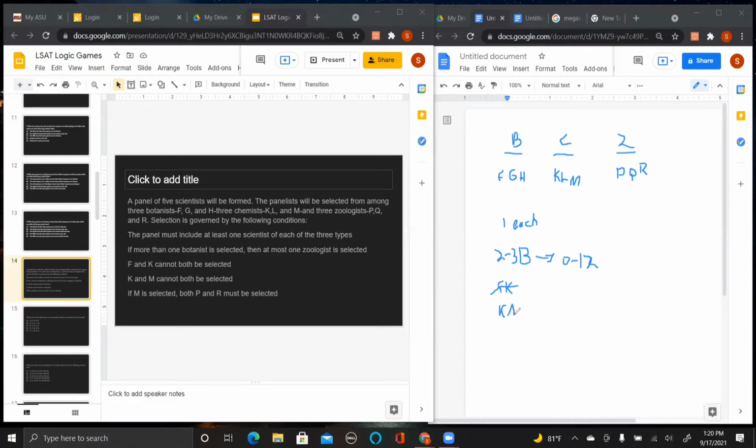So right off the bat, I'm seeing that K can't be with a couple things. Can't be with F or M. So might want to keep that in mind. And if M is selected, both P and R must be selected. So M, P, R. All right, and I promise writing these is usually a lot faster, so it's not going to take as long as it makes it look.